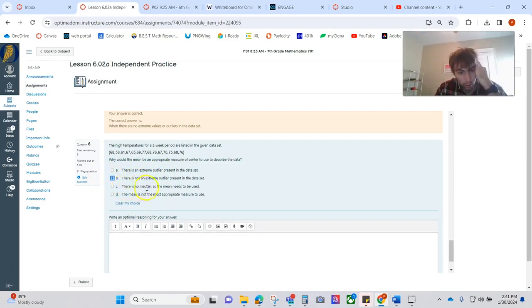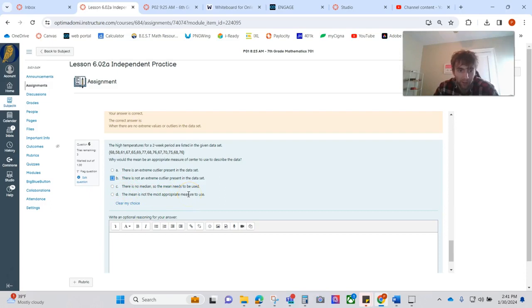There is no median, so the mean must be used. Nope. There is always a median. I think this means because there's two middle numbers and not one middle number, but we know even if there's two middle numbers, we can still find the median. So not C, the mean is not the most appropriate measure to use.